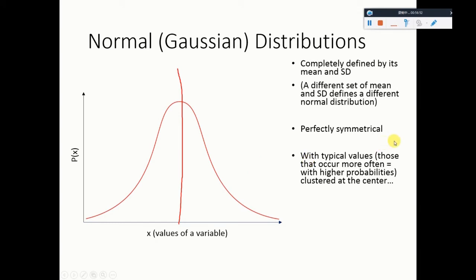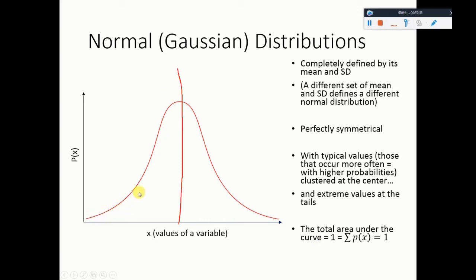And then the next property we have also discussed is that the most typical values, the values that occur most often, with higher probabilities, are clustered around the center. That's why this part is higher, or the area under this curve is larger, whereas the extreme values are at the tails. There's one tail, the second tail, and this part represents the probability of observing very low values, and this part represents the probability of observing very high values. Okay, so the total area under this curve is 1.